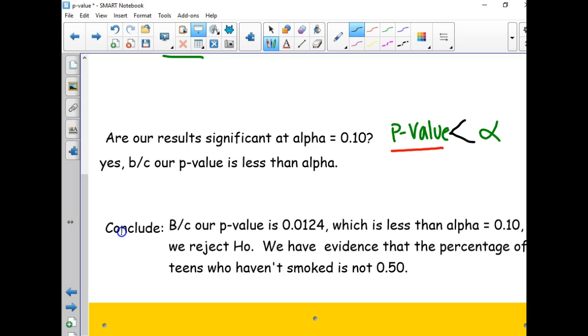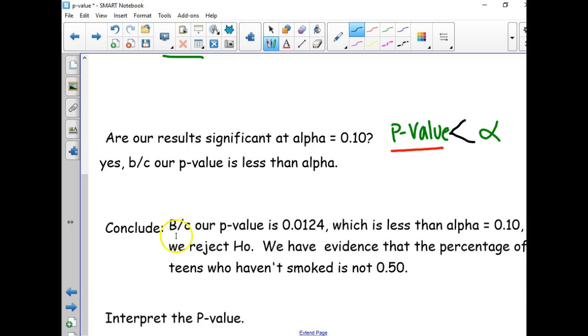Now, if you keep listening right now, I'm going to show the p-value up here, and then I'm going to start worksheet 1 with you for those of you who might need a little extra help. So do that now, but let's talk about that p-value here.